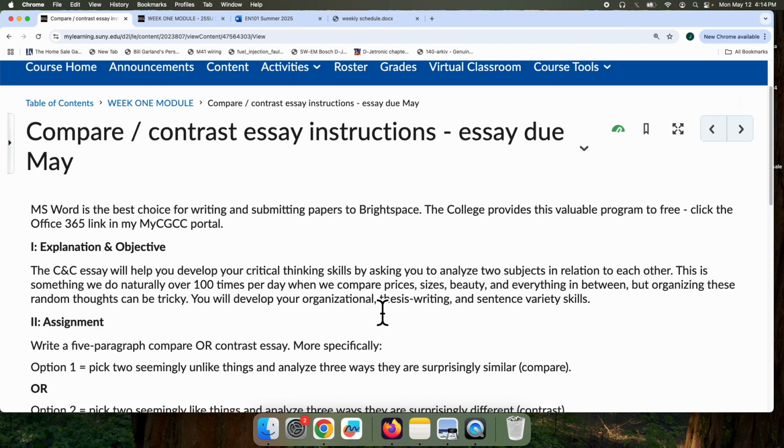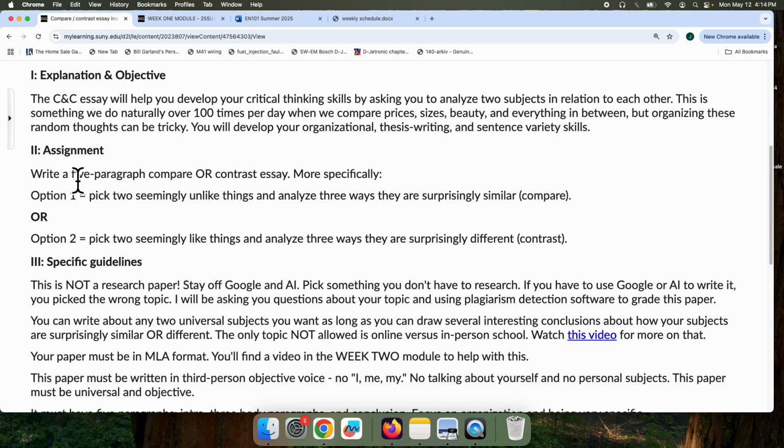And the way you organize things is with a good, strong thesis statement and clear, concise, but varied sentences that are written strategically to accomplish a certain purpose. And in this case, the purpose is to either uncover comparisons or contrasts that are not obvious to the average person. So more specifically, you're writing a 5-paragraph essay where you either compare or contrast two things, one or the other. You're not going to do both in this paper.